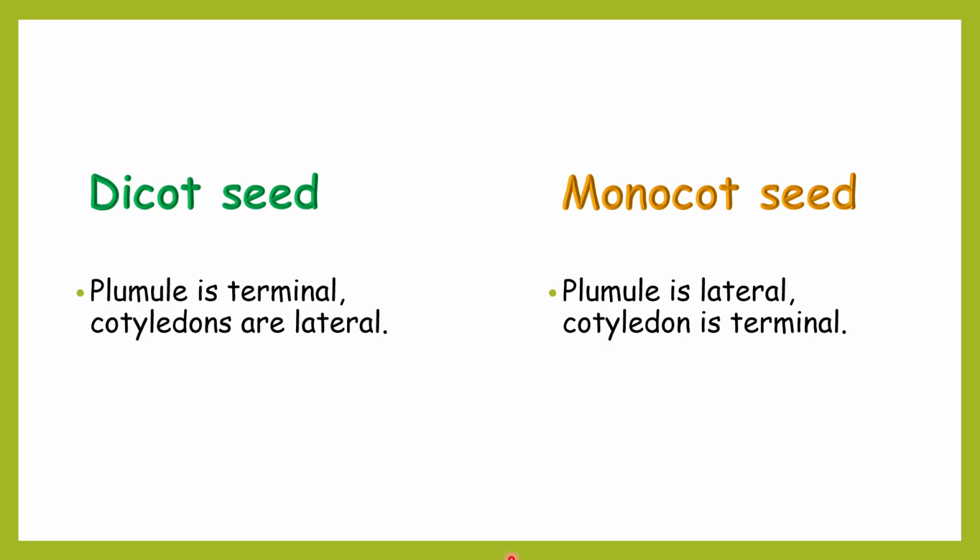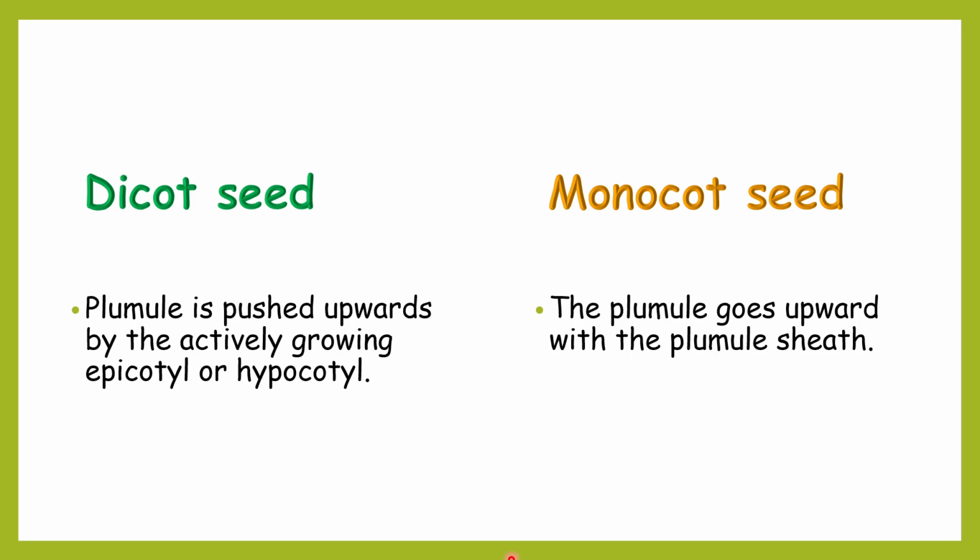The dicot seed plumule is terminal and the cotyledons are lateral. So that is, the plumule lies in between the two cotyledons. In the monocot seed, the plumule is lateral and the cotyledon is terminal. That is, the plumule lies at one end near the cotyledon. In the dicot seed, the plumule is pushed upwards by the actively growing epicotyl or hypocotyl. In the monocot seed, the plumule goes upward with the plumule sheath.